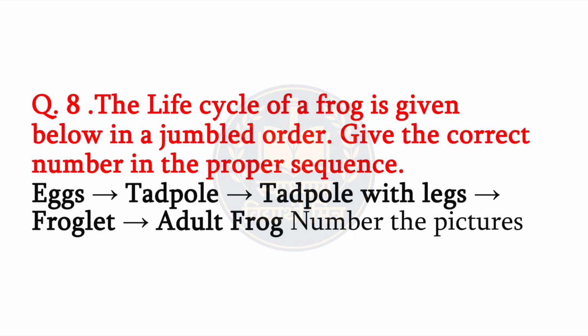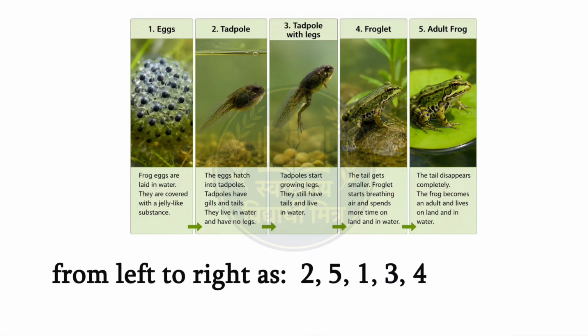Question 8. The life cycle of a frog is given below in a jumbled order. Give the correct number in the proper sequence. So the proper sequence is eggs, tadpole, tadpole with legs, froglet, adult frog. Number the pictures. So from left to right as 2, 5, 1, 3, 4. It's the right answer.